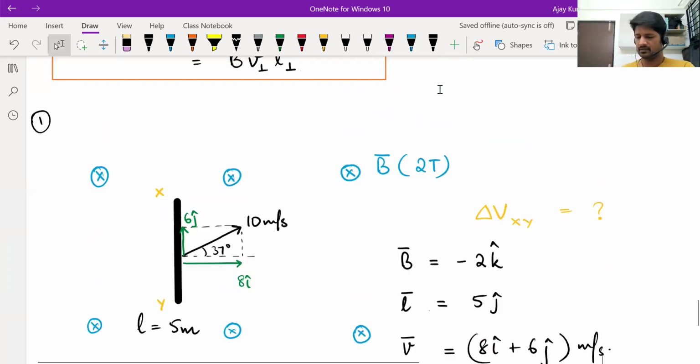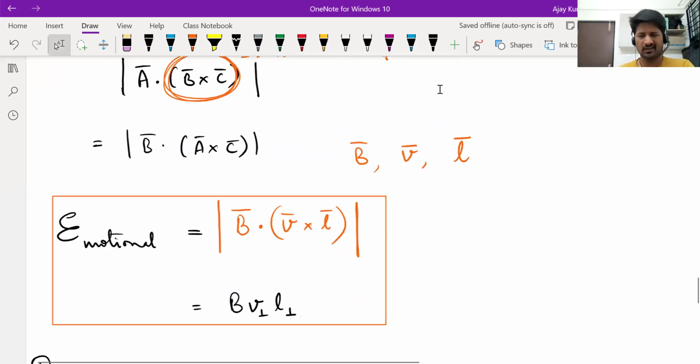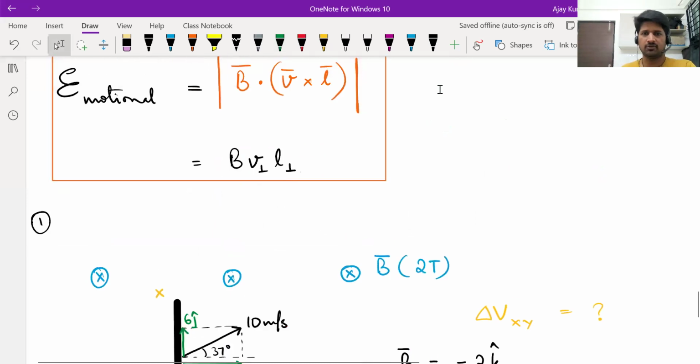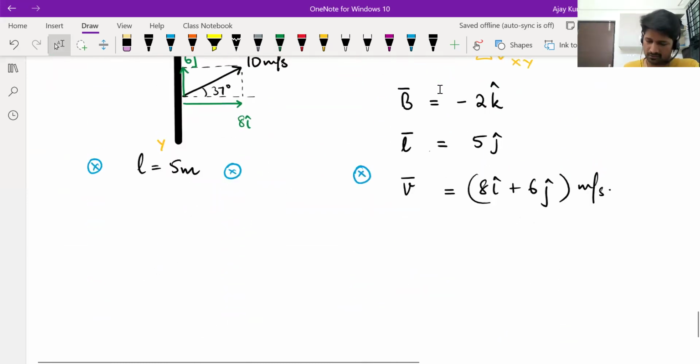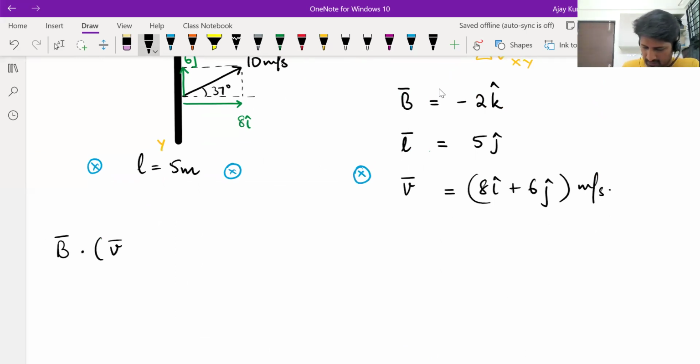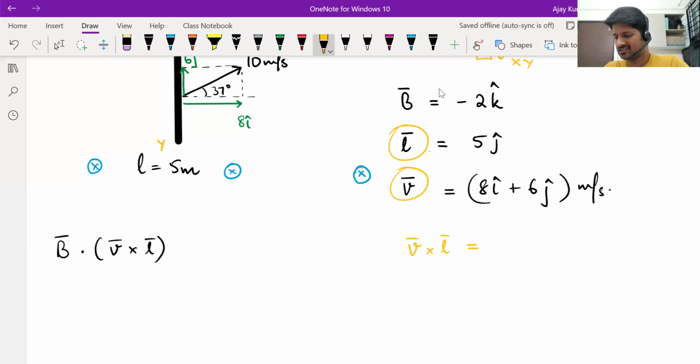Okay. Let us use that formula B dot V cross L. L cross V, V cross L. You can put V outside, B inside, doesn't matter. We'll try those combinations also. We'll check if what I said is correct or not. So let's do it this way first. B dot V vector cross L vector. Okay. One of you tell me V vector cross L vector in this case. Eight i cap plus 6 j cap cross 5 j cap. How much does it become?